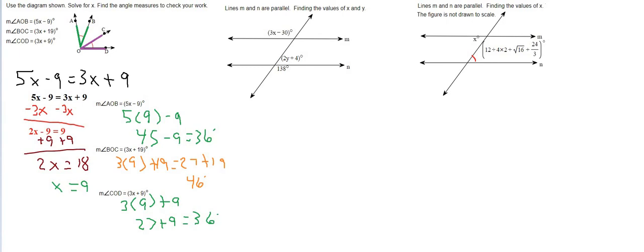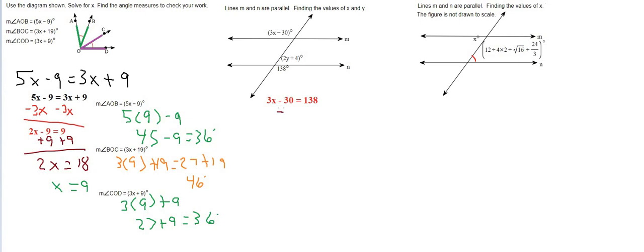On this next one, we start with the 3x minus 30. This is bigger than 90 degrees. We can clearly tell because it's larger than a 90-degree angle. Which of the other angles down there are going to be larger than 90 degrees? Well, it won't be the 2y plus 4. That 2y plus 4 is definitely less than 90 degrees. So it has to be the 138. That means that 3x minus 30 equals 138.